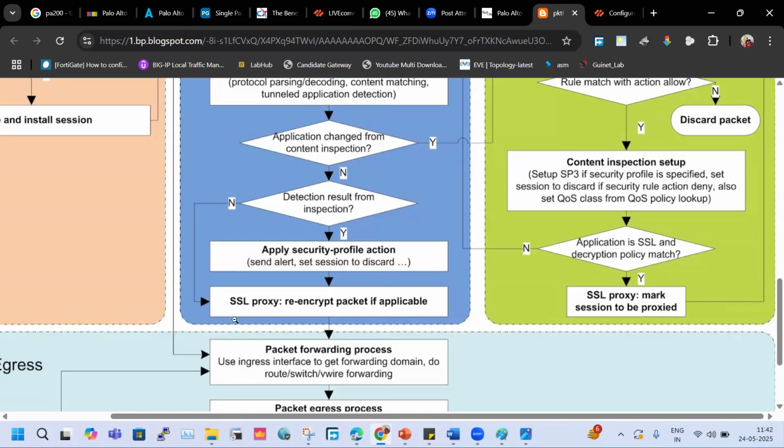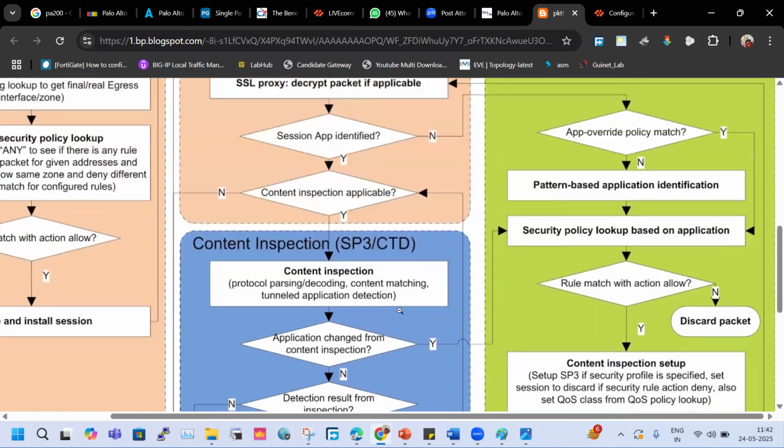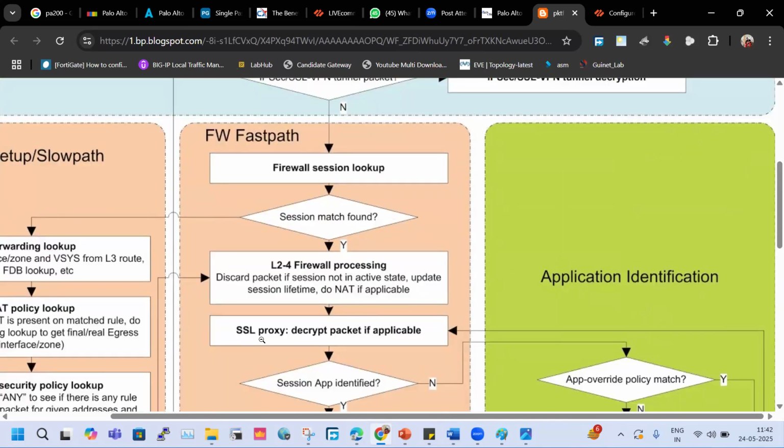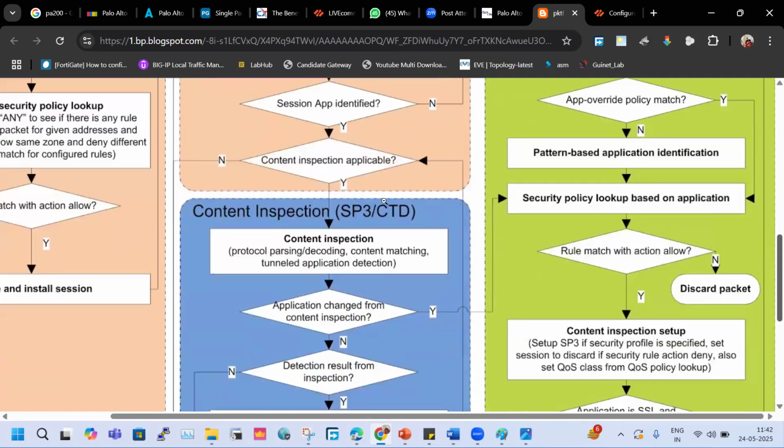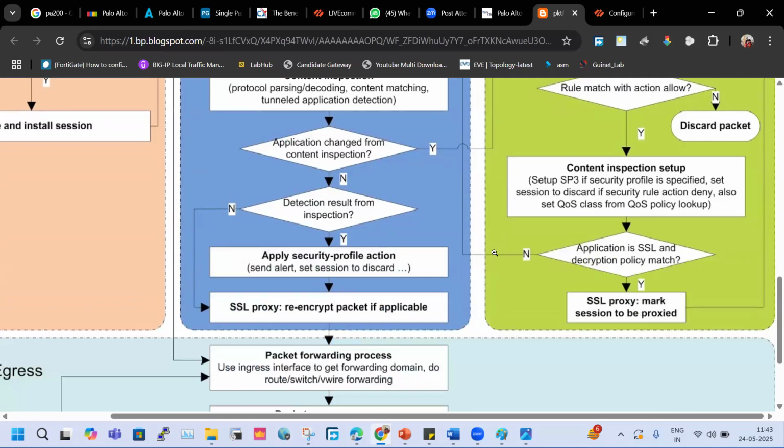Accordingly, it will move forward to the SSL proxy re-encrypt. Since the packet was decrypted by the firewall, as we have seen here, to do all these types of inspection, for the application identification, for the content inspection, for applying your application signature, and for your antivirus, anti-spyware, all those types of content inspection, after doing all those things, it will re-encrypt your SSL traffic.